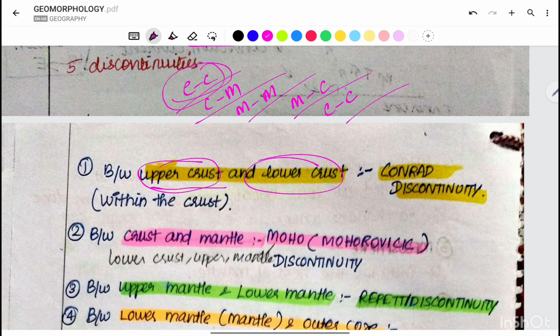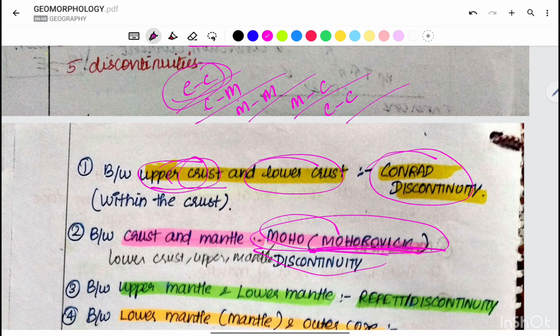Between the crust and the crust, we have the Conrad discontinuity. And the crust and the mantle is the Moho discontinuity, the Mohorovicic discontinuity. That is what we call the Moho discontinuity, right? Between the crust and the crust, we have the Conrad discontinuity, and the Mohorovicic discontinuity is between the crust and the mantle.